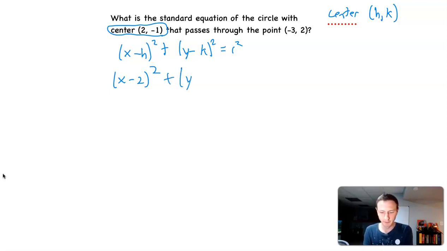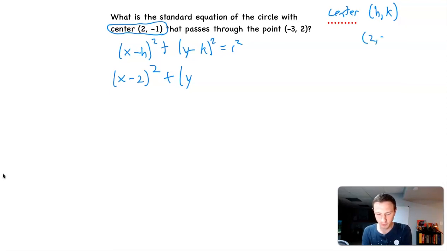The y value is -1, so our center is 2, -1. So this is our h, this is our k. So if the equation is y minus k, this is going to be y minus a -1, which is going to be +1 squared equals r squared. So we have a lot of the work taken care of for us here.